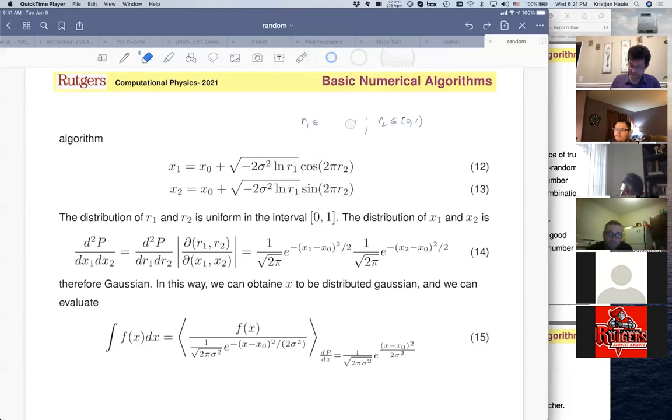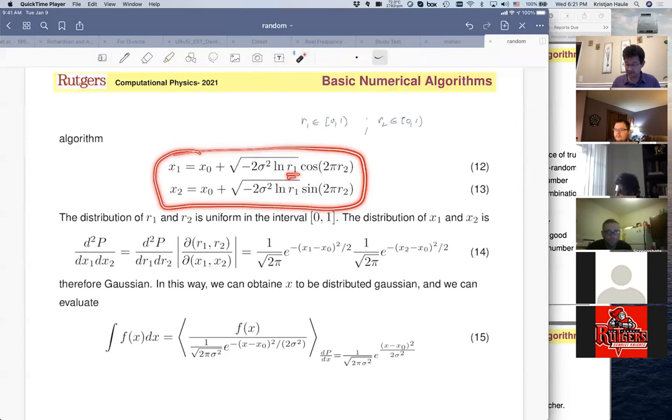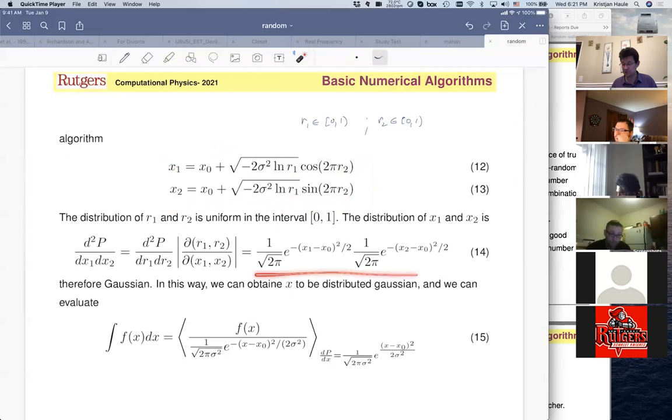So it's a random number between zero, including zero, but not one, I guess. Now, if we evaluate this quantity here with R1 and R2 being distributed uniformly between 0 and 1, then the probability distribution of both X1 and X2 is exactly Gaussian. And then we achieved our goal. So instead of f of x dx, we evaluate f of x divided by the Gaussian, and we know the distribution of points is Gaussian if we use this algorithm.